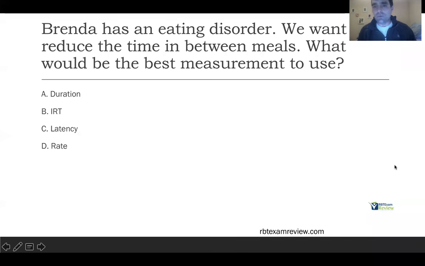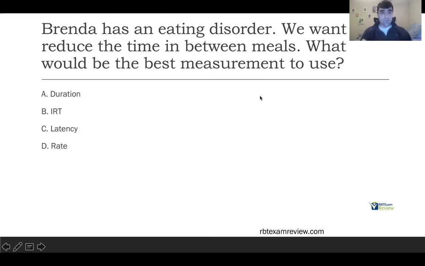Brenda has an eating disorder. We want to reduce the time in between meals. What would be the best measurement to use? So this is a good example of, I know my terms, I know my definitions, okay? They're just asking me in a different way. So what are we measuring? We're measuring time in between meals.